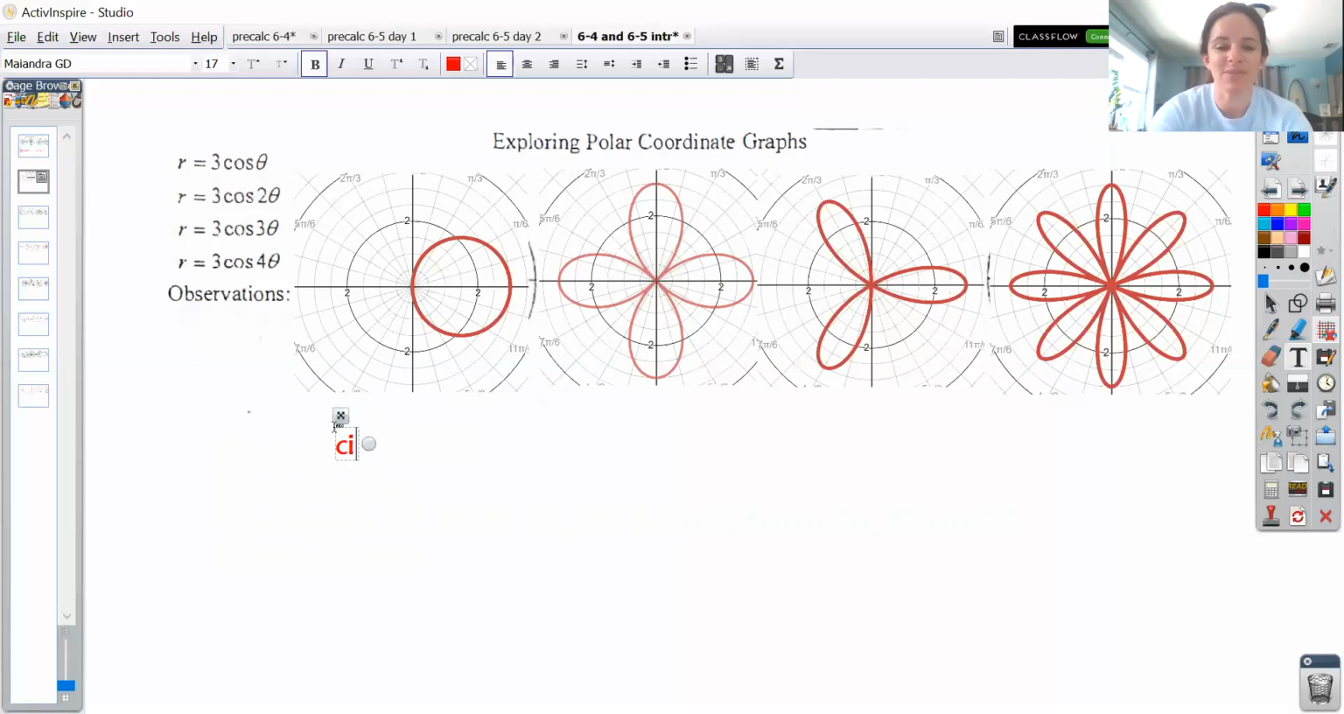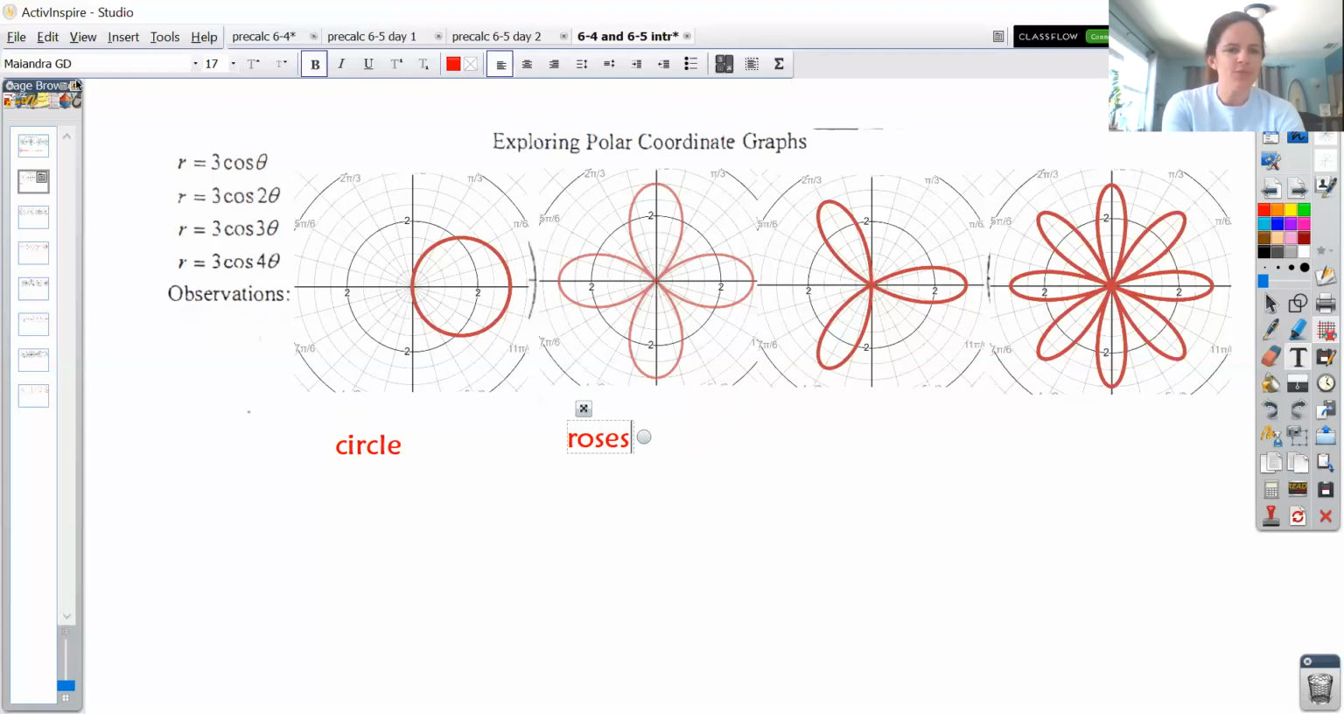So first off, to me, this one looks like a circle. And guess what? It is. And then these 3 are actually all called roses. So if you thought that they look like a flower, good job, because they are called roses.